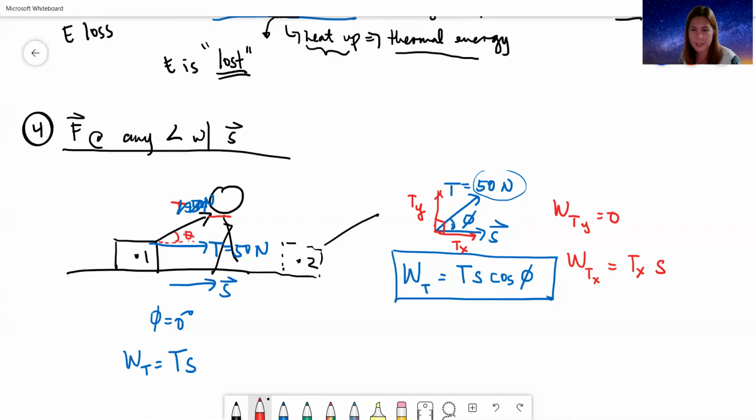Kung i-separate mo siya ha, this is now looking at it as a parallel component. So, the Tx, this is solved by T, and then you have cosine of phi, tapos meron kang S. So, ang work Tx is Ts cos phi, which is just equal to the total work of the tension.